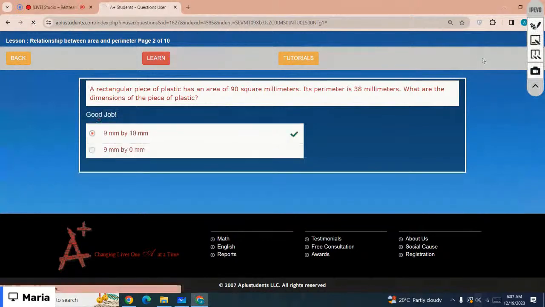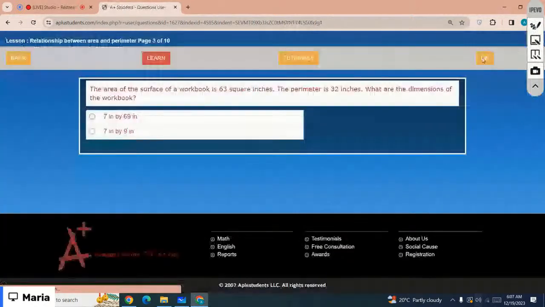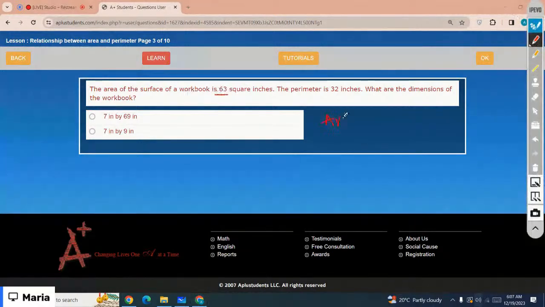The next one: the area of the surface of a workbook is 63 square inches. The perimeter is 32 inches. What are the dimensions of the workbook? So you are given the area, 63, right? For the workbook, the area is length times width. So which two numbers have the product 63? This is the area. Area is length times width, that must be 63. So which two numbers have the product 63? 7 by 69 or 7 by 9, which is the correct option?